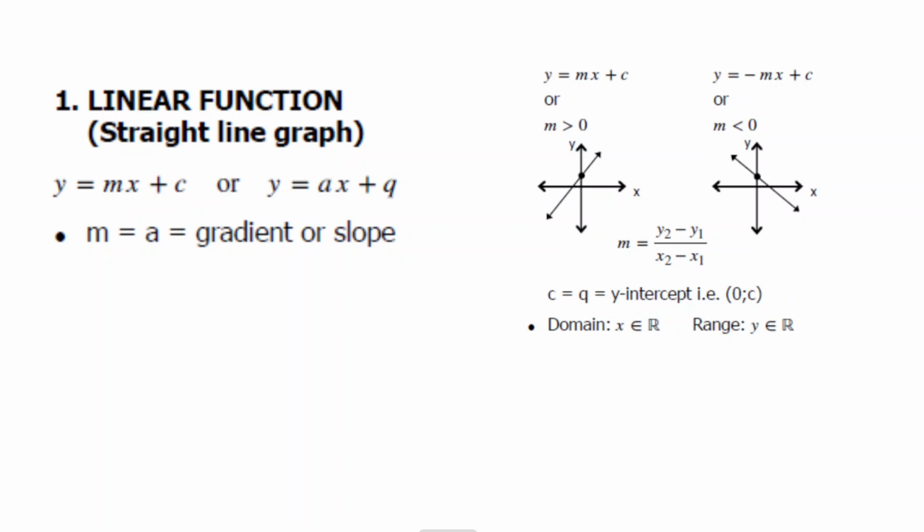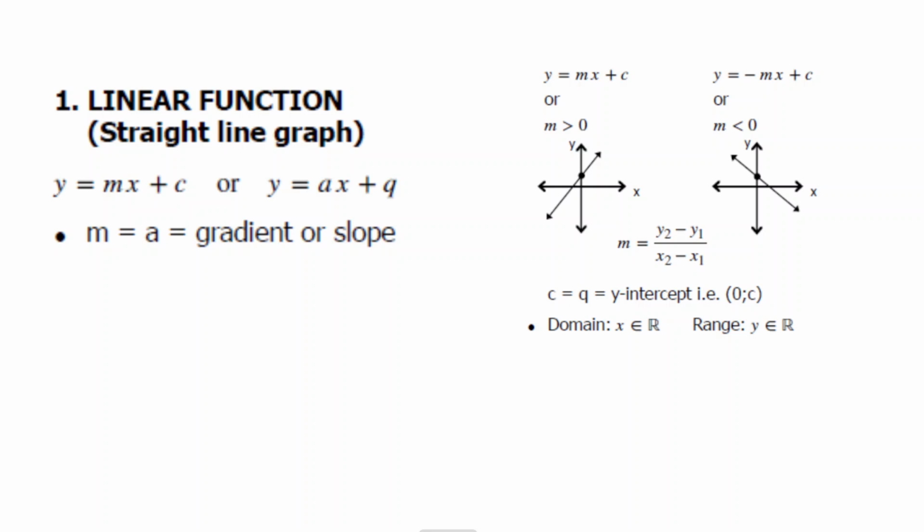The first one is a linear function. The second one is a quadratic function. The third one is a hyperbolic function. The fourth one will be the exponential function. These are the graphs that we are going to look at. But in this video, we'll just look at the linear function, or the straight line graph. Then the next one, we'll do the quadratic. The third one we'll do the hyperbolic. The fourth video will be on the exponential.